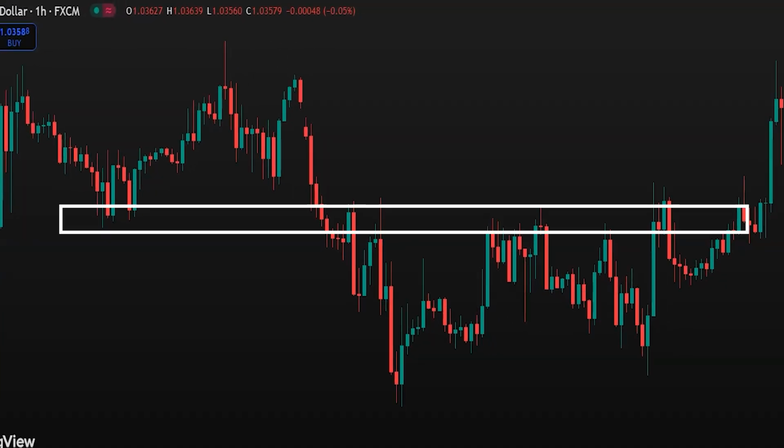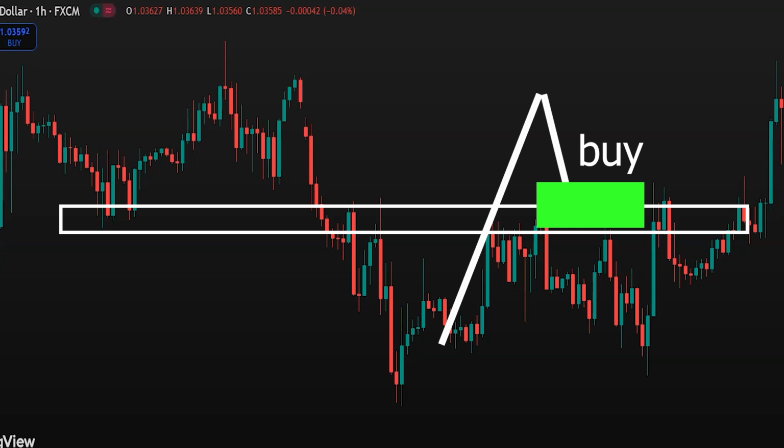If we extend this area, we'll clearly see that the reason for the price reversal was precisely due to this area, and it left all buyers disappointed and stopped out. The best approach is to wait for this level to break upward, and then enter a buy trade on the pullback to significantly increase your probability of success.